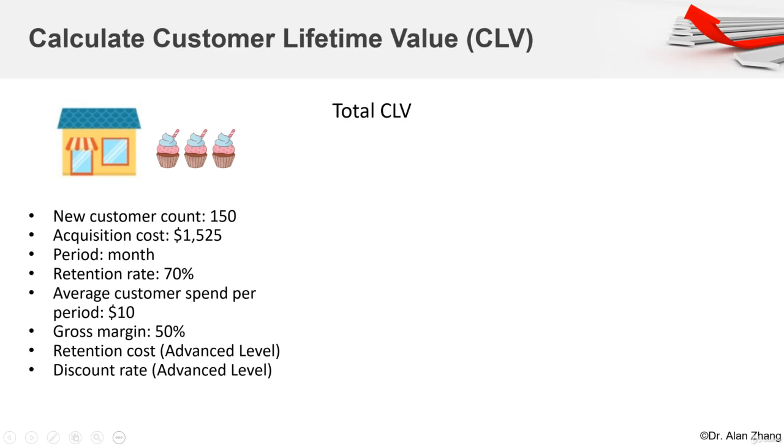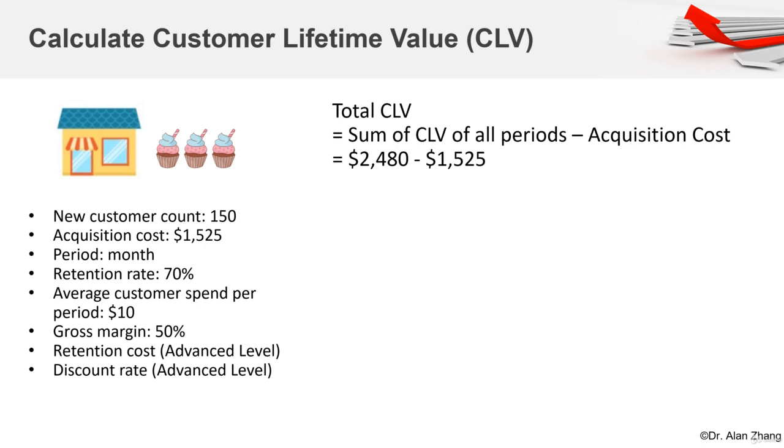In the last video, we calculated the sum of CLV for all periods. Have you figured out what is missing to get total CLV? Right, it's the acquisition cost that is missing. We should use the sum of CLV minus acquisition cost. That is $2,480 minus $1,525, which equals $955. It means the acquisition campaign brings in customer value over their lifetime of $955.